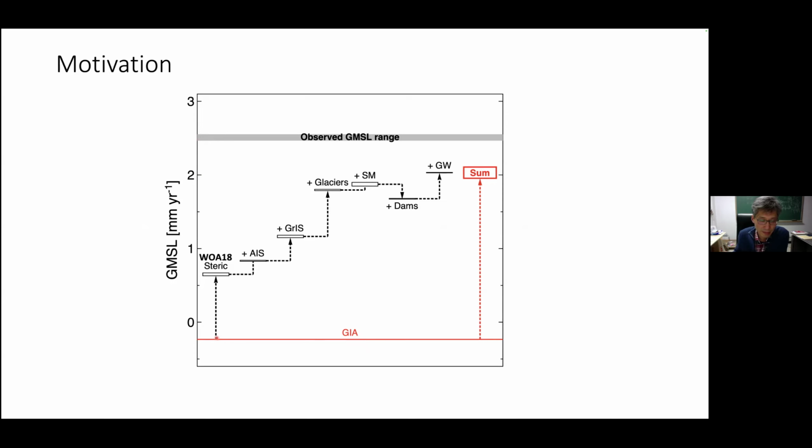Starting from the GIA effect, we have to add the steric effect first, and then add sea level rise contributions from Antarctic ice mass loss, Greenland, mountain glaciers, soil moisture, dams, and groundwater. And the sum is located here. Actually, it's not good. This is probably because we don't have good steric data during the 1990s. I used WOA18 steric data, but some steric data prior to 2005 shows quite large numbers. So due to the uncertainty in steric data, we may not use altimetry data to explain these 6 different sea level rise contributors.